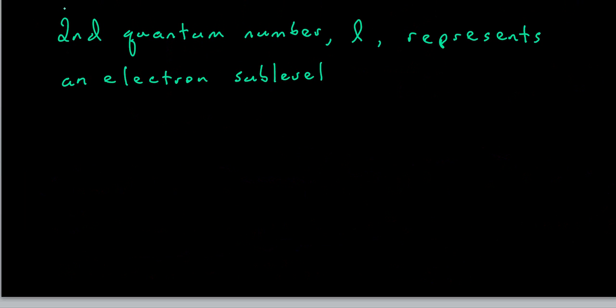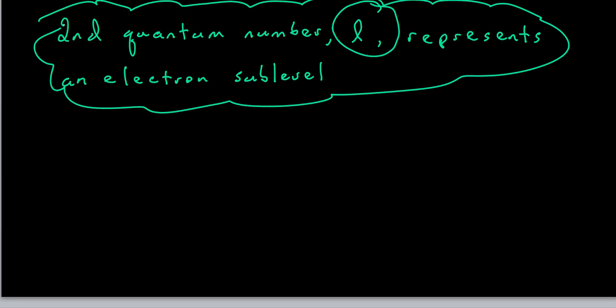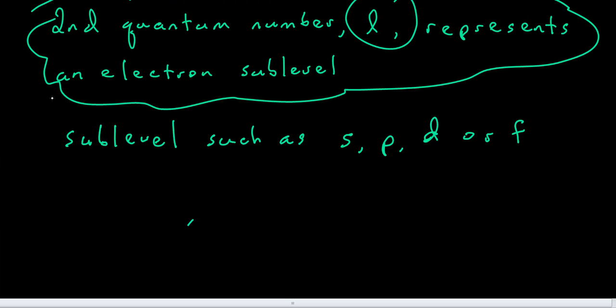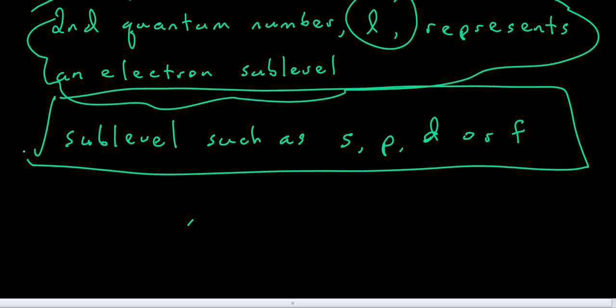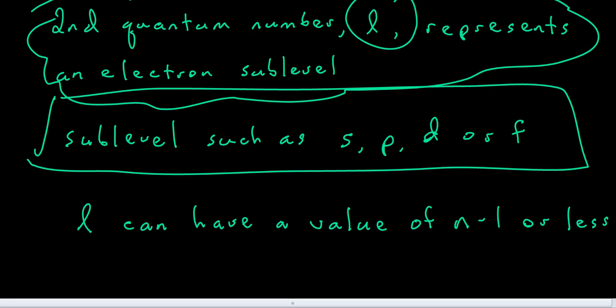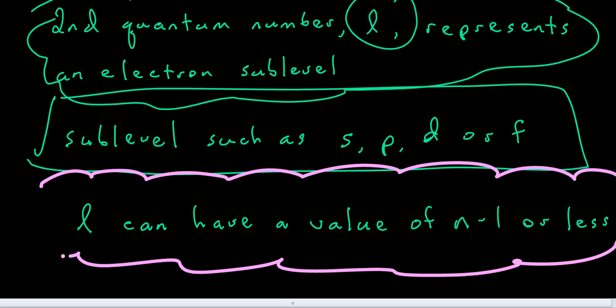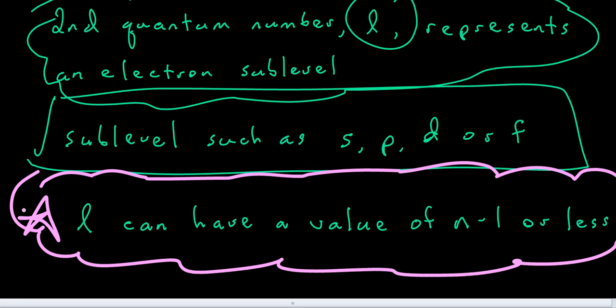The second quantum number, represented by L, represents an electron's sublevel. A sublevel is something we're probably familiar with or have seen before. They're referred to as the S, P, D, or F sublevels surrounding an atom where we can find electrons. Now the value of L can range up to n-1 or less; those are the restricted values for what L can possibly be equal to.